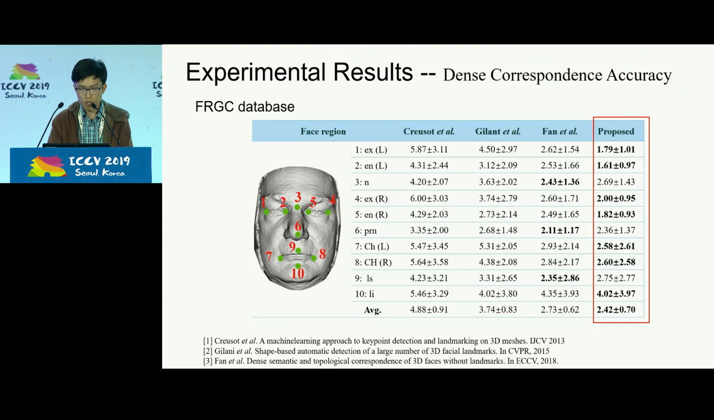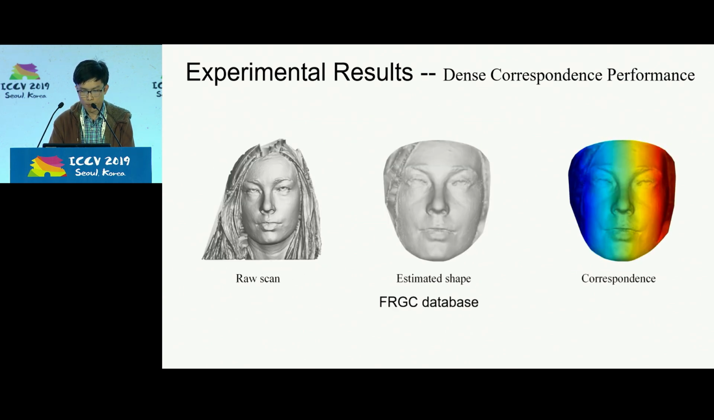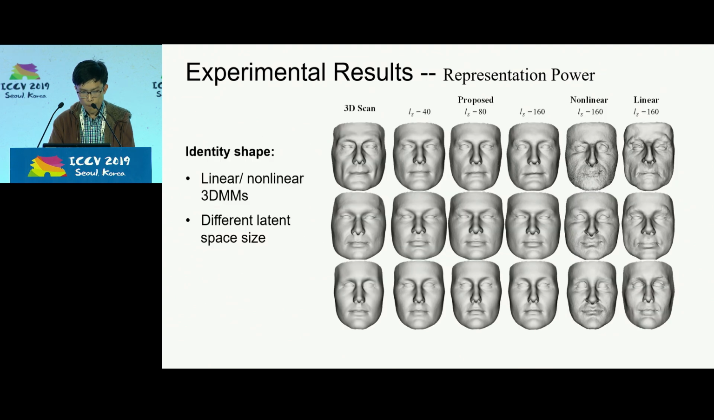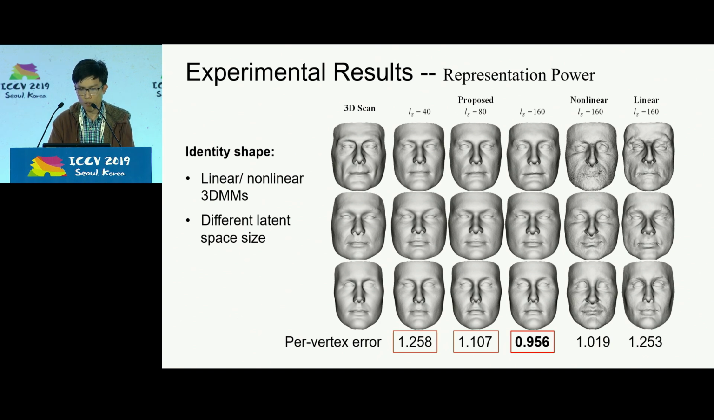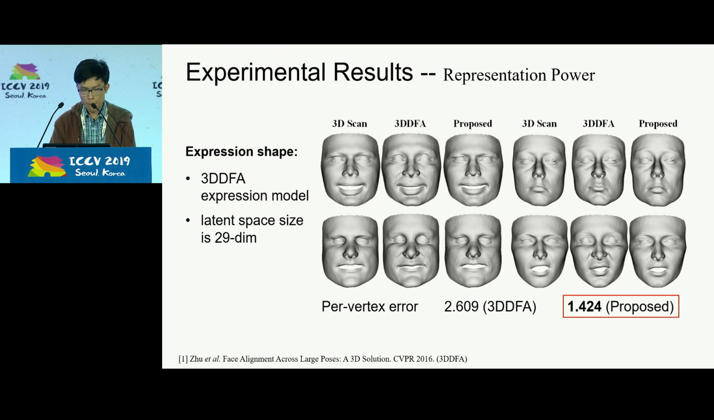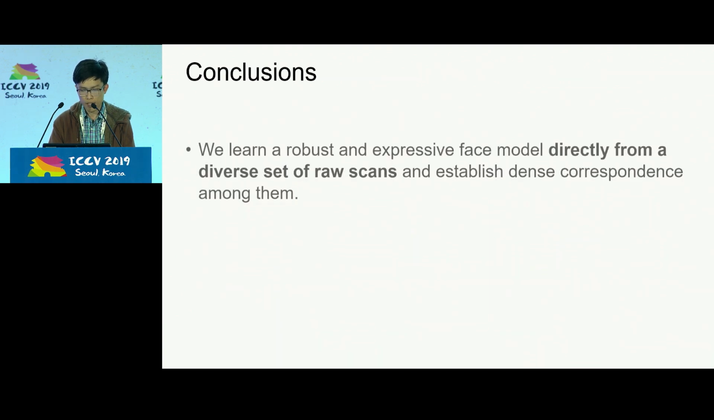We first evaluate dense correspondence accuracy on the FRGC database. Our method outperforms the state-of-the-art methods. Here are some qualitative results on 7 databases. Our method can preserve high frequency detail from high resolution 3D models. We also compare the capability of our proposed 3D face model with the linear and nonlinear 3DMM on the Basel Face Model. For both identity shape and expression shape, our results better match the deformation. We also quantitatively compare our single image shape inference with prior work on the Face Warehouse database. We achieve similar performance to state-of-the-art methods.